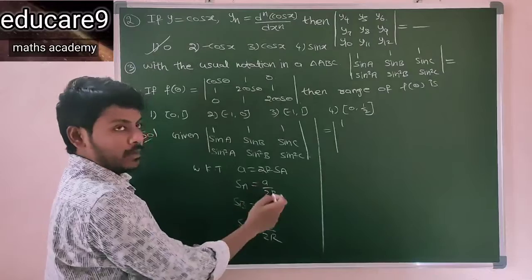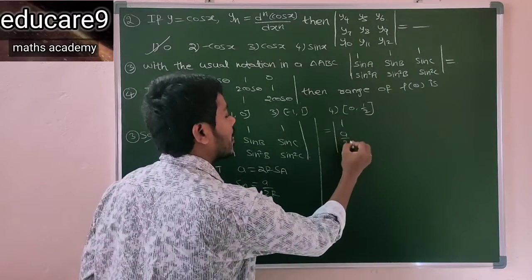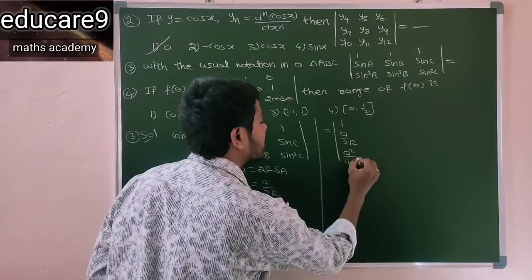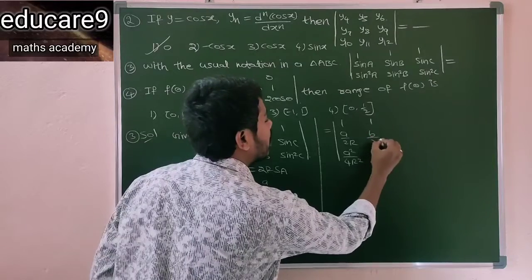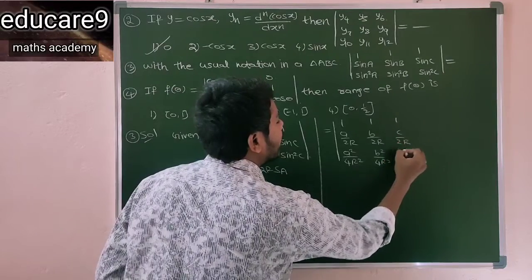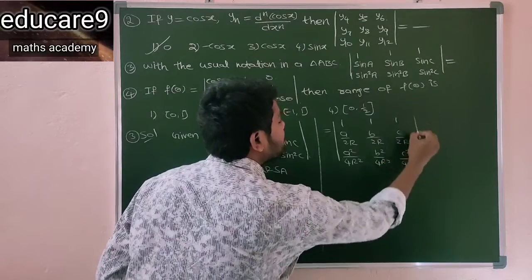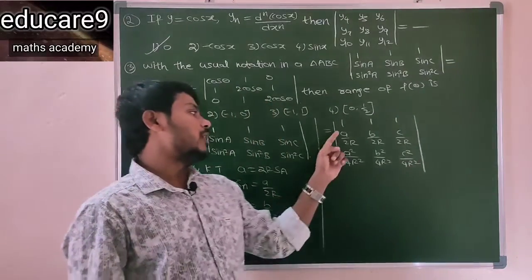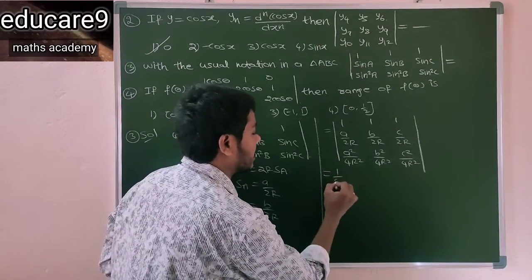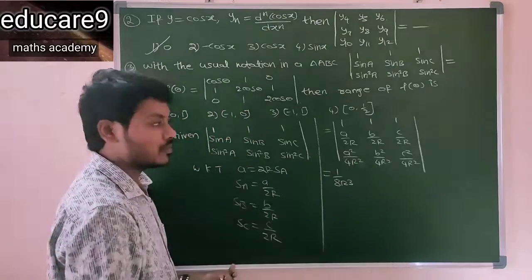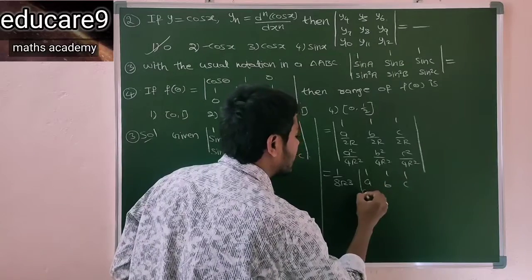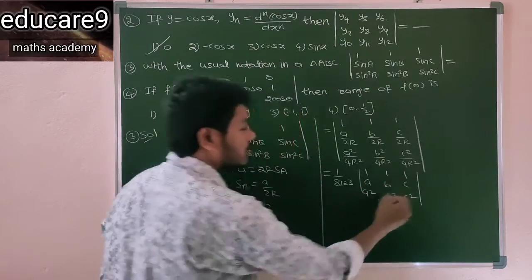What is sin A? A by 2R. And here sin square A, that is a square by 4R square. Similarly 1, b by 2R, b square by 4R square, 1, c by 2R, c square by 4R square. So from the second row, 1 by 2R common, from the third row, 1 by 4R square common. So clearly this can be written as 1 by 8R cube into 1 1 1, a b c, a square b square c square.